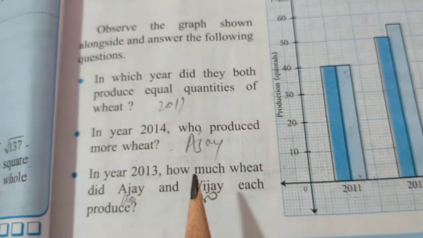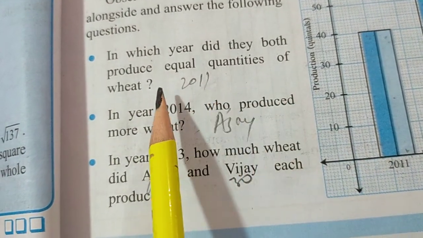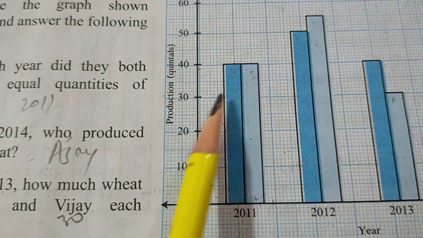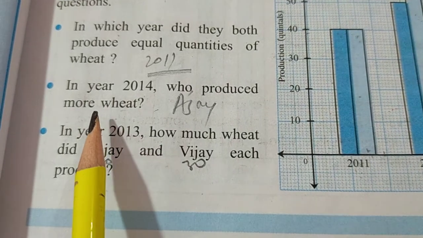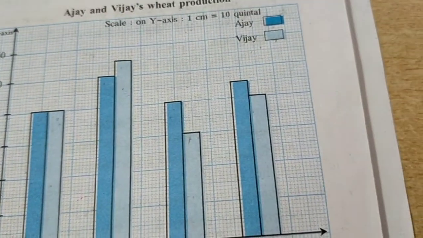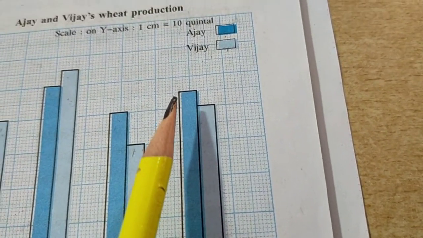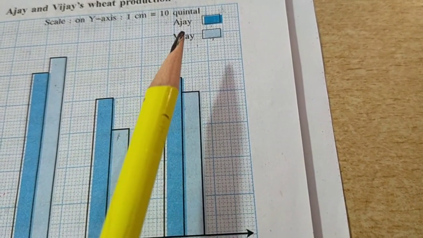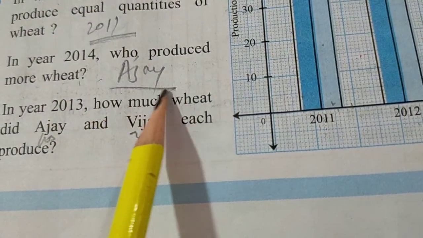Now we have to answer some questions. In which year did they both produce equal quantities of wheat? If you see here, in 2011 the bar heights are the same, which means their production is the same in the year 2011. Then in the year 2014, who produced more wheat? Go to 2014 here and see which bar is taller, or whose height is more. It is the dark bar, and the dark bar is for Ajay. So in 2014 Ajay produced more.